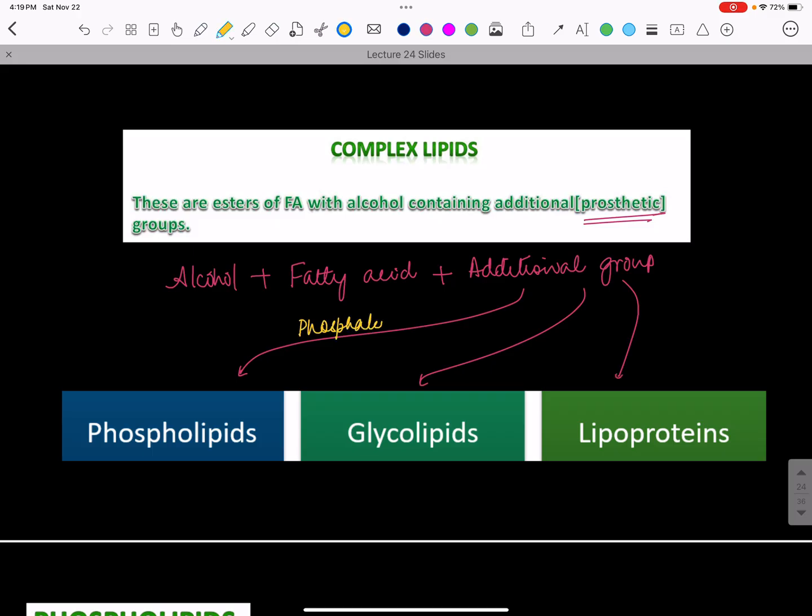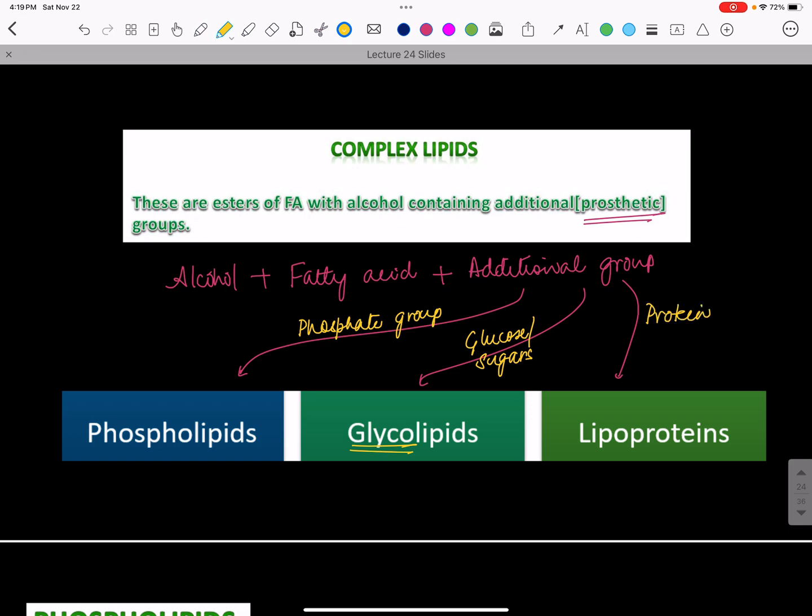If you have a glucose or any sugar, then it is called glyco. The glyco is for sugars. It's called a glycolipid. And then if you have a protein associated with a lipid, that is called a lipoprotein.